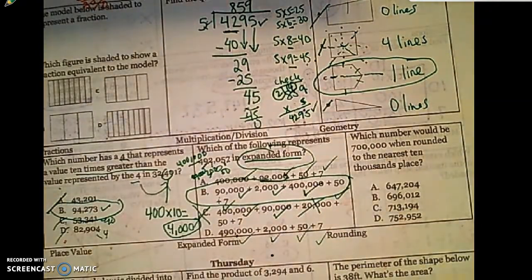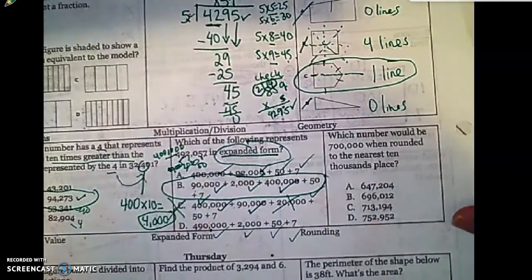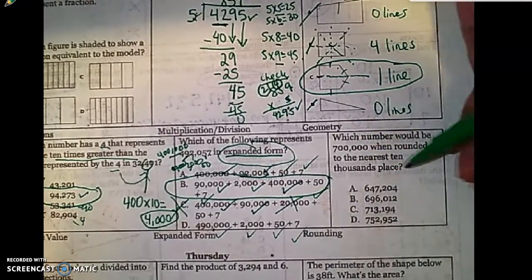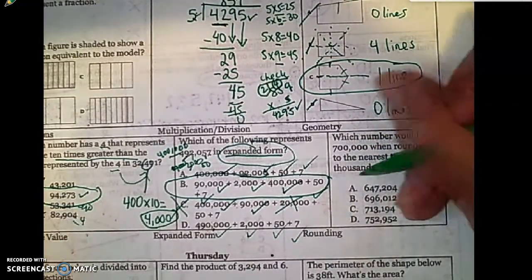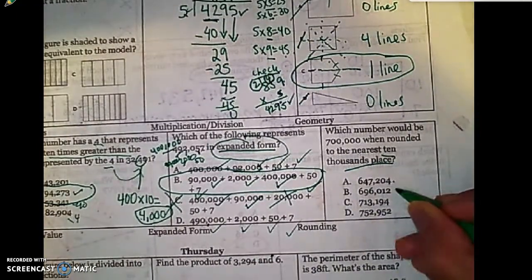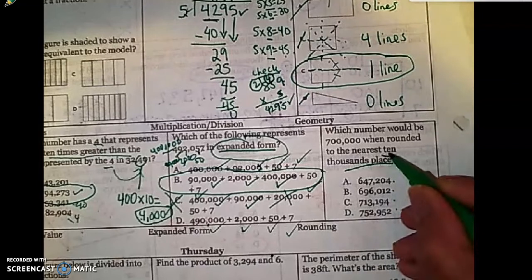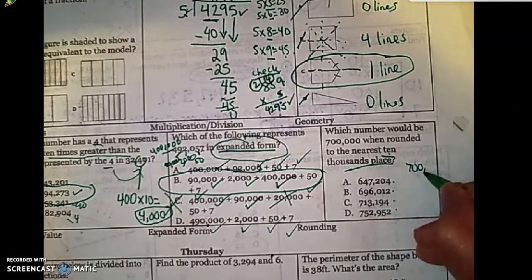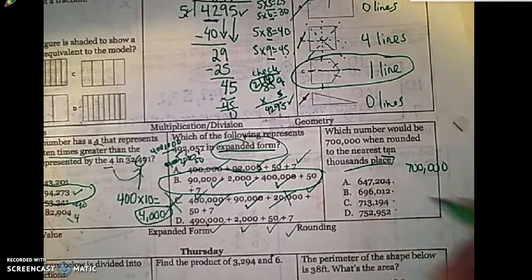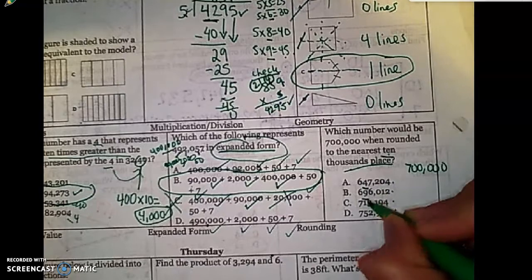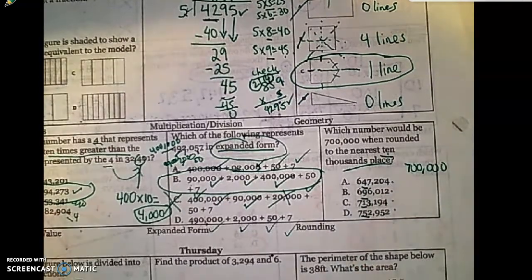Okay, check your work. All right, we're up to the last question. Which number would be 700,000 when rounded to the nearest 10,000s place? Okay, so we have to round each of these to the nearest 10,000s place, and it should give us 700,000. Okay, so let's look at the digits in the 10,000s place. Here we go. I'm just going to underline them.